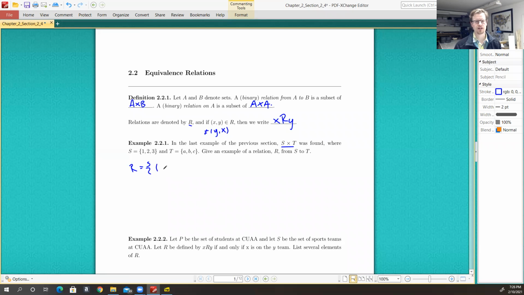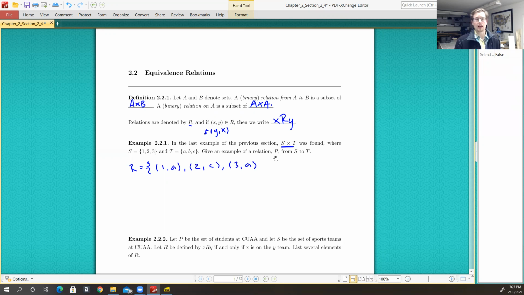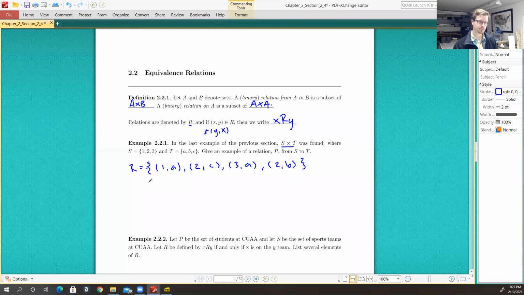So we could choose 1 and A. We could choose 2 and C. We could choose 3 and A as well. But it could be any subset of the cross product. So I can go back and start repeating things, much like I repeated the A. I could repeat the 2, for example, 2 comma B. It doesn't matter. These elements are in the cross product, so we know that that's fine. So that's one example.